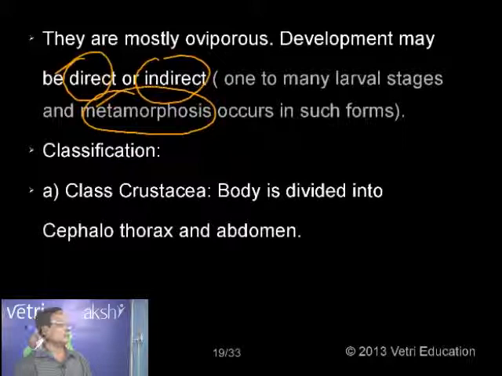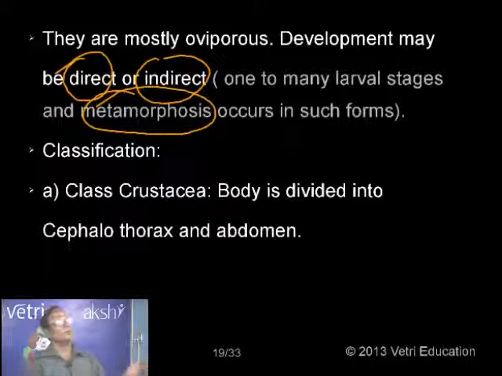So we have many larval stages in some cases. For example, in aquatic forms like crab or prawn, we have the nauplius larva. In the case of beetles, as I mentioned already, we have the grub. In the case of mosquito, the larva is normally called wriggler, as they exhibit regular movement. And in the case of moth and butterfly, we have the caterpillar.